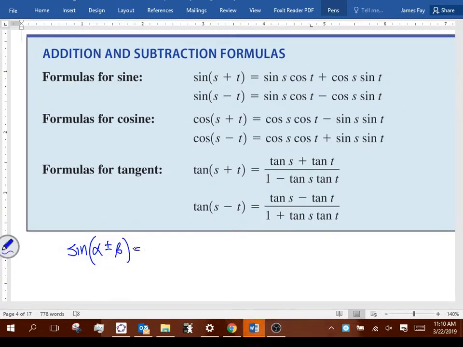Then when we rewrite, this is the structure that I remember for the sine. Okay. So sine will always go.